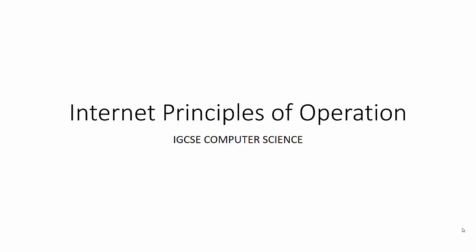Now we're going to have a look at Internet Principles of Operation and how it fits into the IGCSE Computer Science. It's a little bit of a confusing title, but the components of it aren't really that difficult. All we're really having to look at is how a packet of data will travel from your computer to a server and back, and the things that it will see on the way, and the components of that transfer, such as IP addresses and MAC addresses.